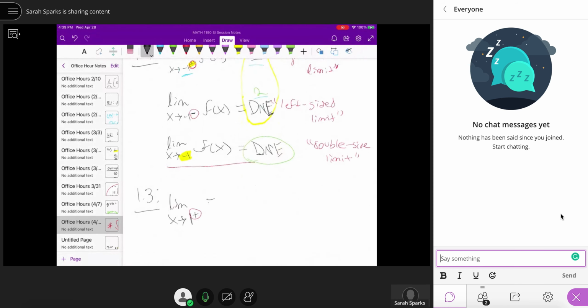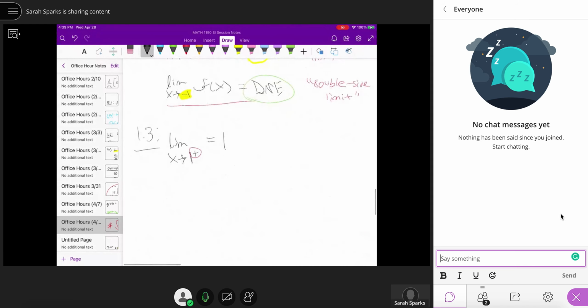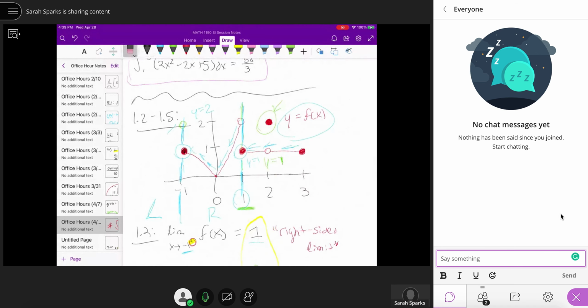So the answer to this one would just be 1. Right? It approaches y equals 1. Does that make sense? Yes. All right, and let's do 1.4. So that's x approaches 2 from the left. So it's going to be a left-sided limit. And now let's redraw these asymptotes, and we're looking at the left-sided limit.